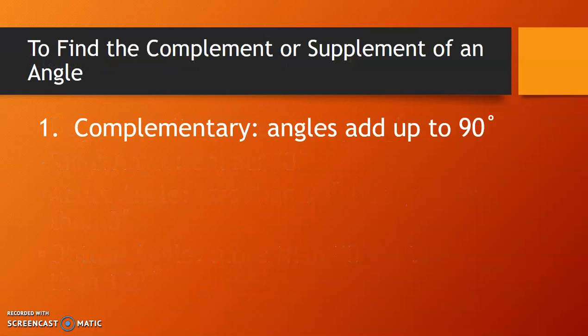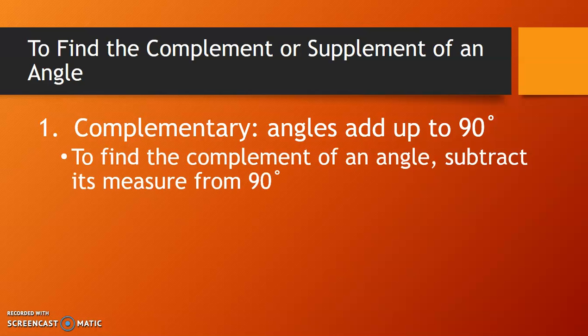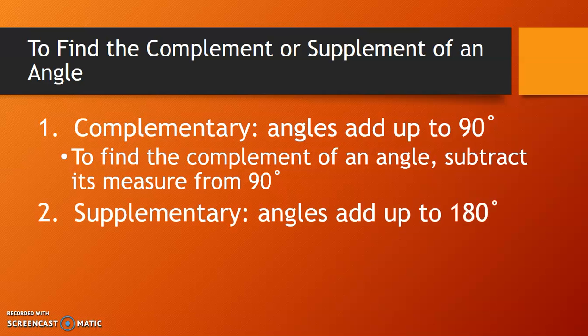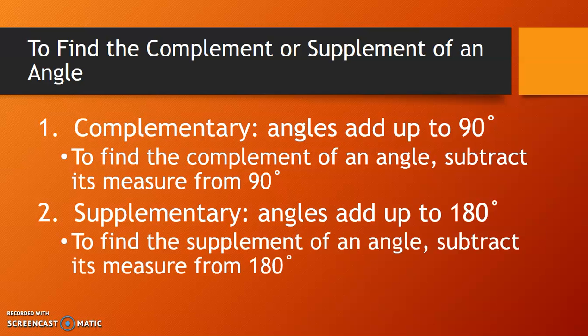Let's talk about complementary. If you hear that angles are complementary, that means that they add up to 90. So if you're trying to find the complement of an angle, you subtract the measurement that you have from 90 to find the other complement of that. Now, supplementary would mean that they add up to 180. So very similar to finding the complement, if you want to find the supplement, you subtract its measure from 180 instead.